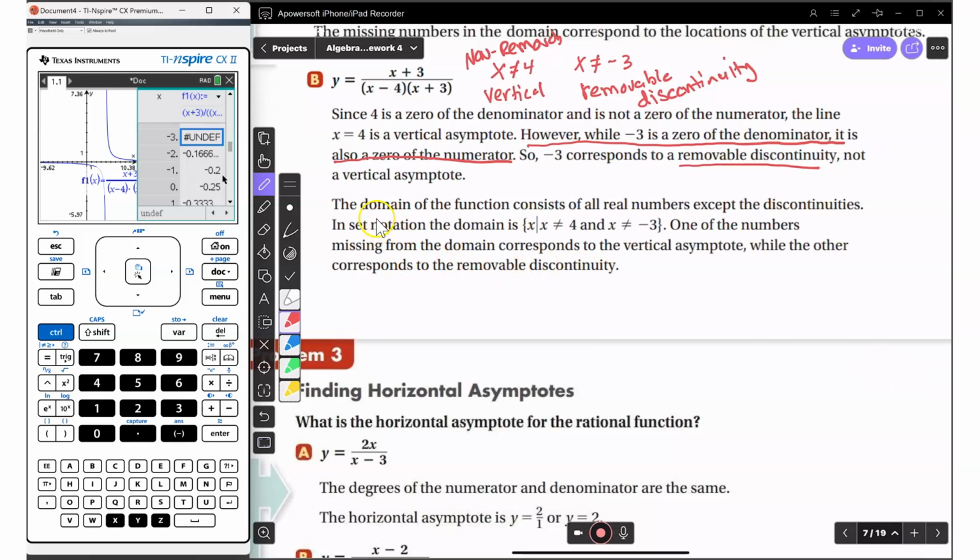Now you still say the domain will not be 4 nor negative 3, but you need to understand that there's only one vertical asymptote and the other one is a removable discontinuity. It's like just a hole. Okay, there would just be a hole on the graph.